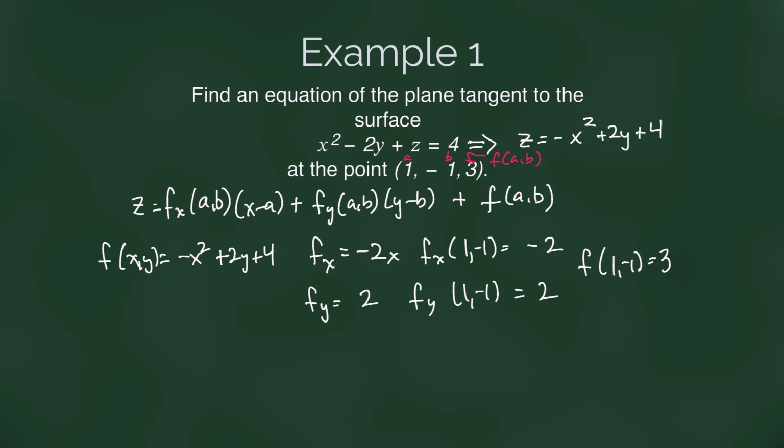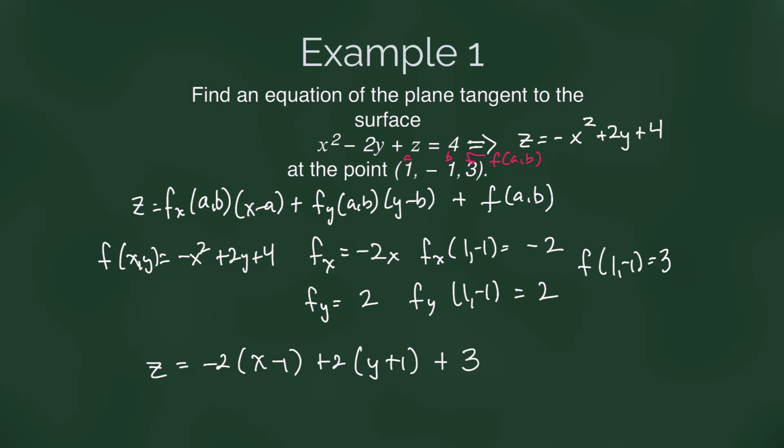And you can do a quick check to make sure that that point does in fact lie on that surface. Otherwise, this all doesn't work. Okay, so from there, now we plug into our formula, and we get that z is going to be negative 2 times (x minus 1) plus 2 times (y plus 1) plus 3.